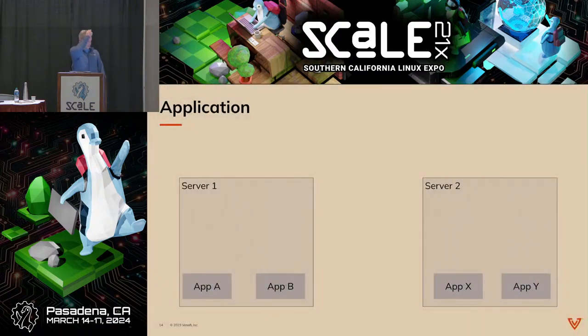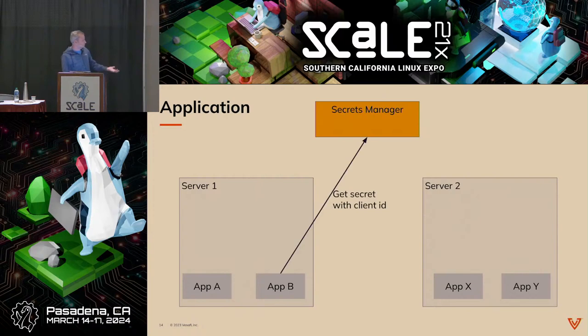To be able to demonstrate this, I have created a small architecture of two servers with two applications running on each of them. And as part of this, we're going to start with the current status quo that we probably all know, where we have a secrets manager running somewhere, which can be HashiCorp Vault or one of the cloud providers' secrets managers. So the way this works is application B, for example, will retrieve a secret with its client ID, and then it will initiate a connection to application X, and it will send over the client ID that application X then can verify.